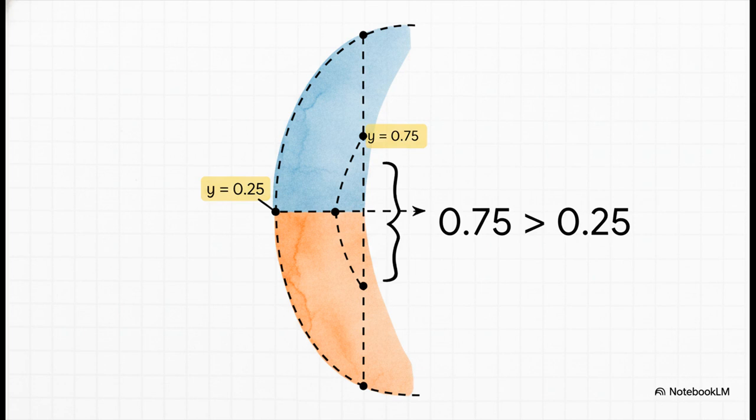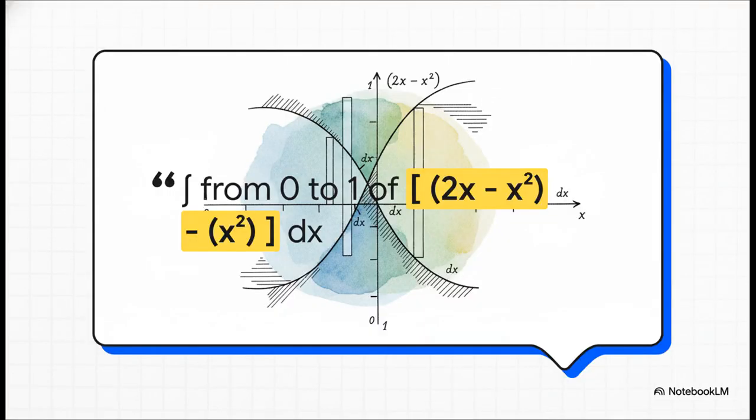The easiest way to do that is to just pick a test number in between, like 0.5, and plug it into both equations. Whichever one spits out the bigger y value, that's your top function. In this case, it's 2x minus x squared. Now we just build the integral.